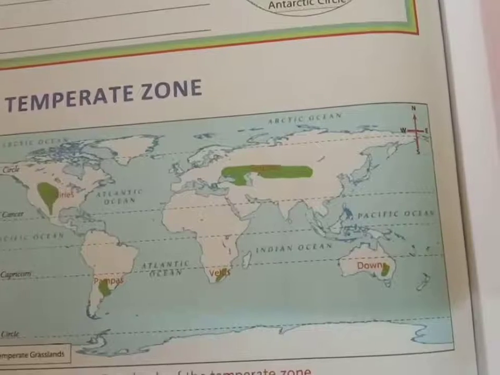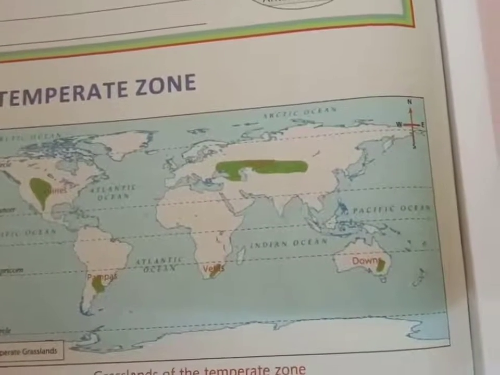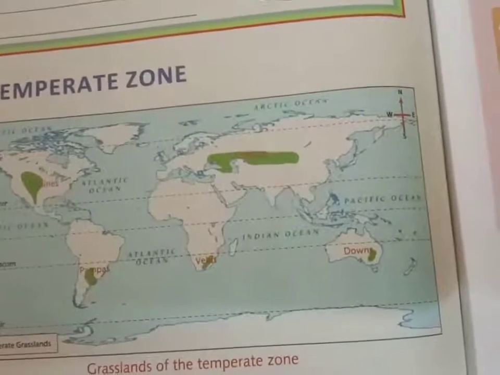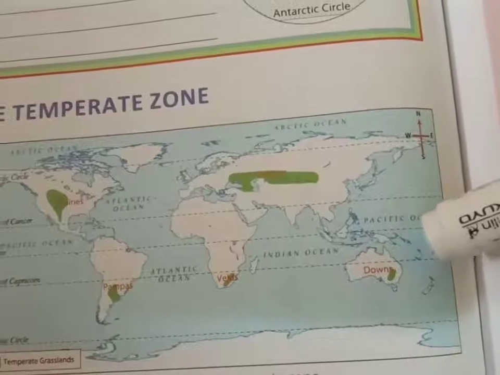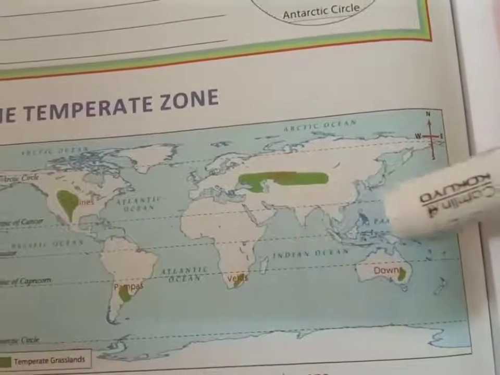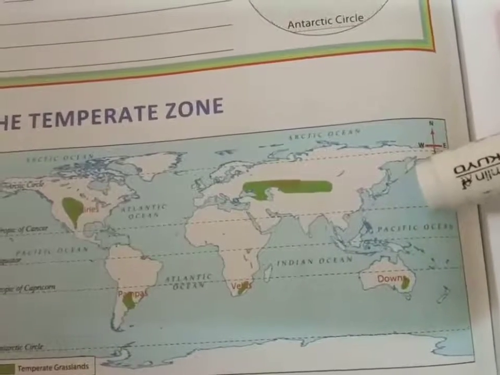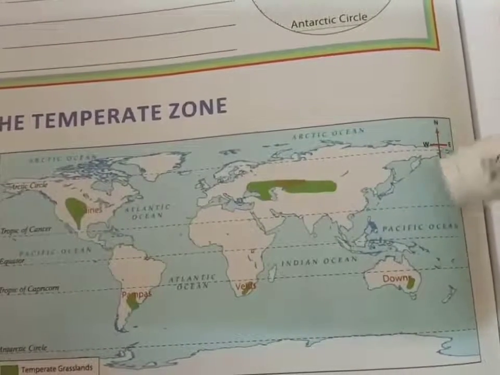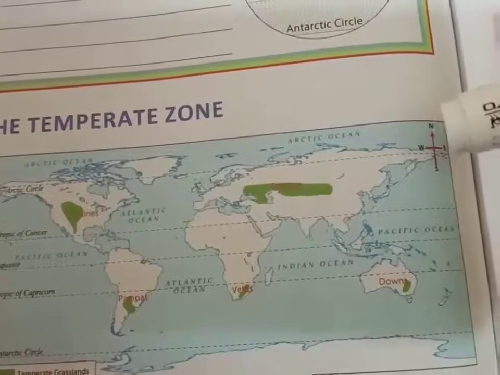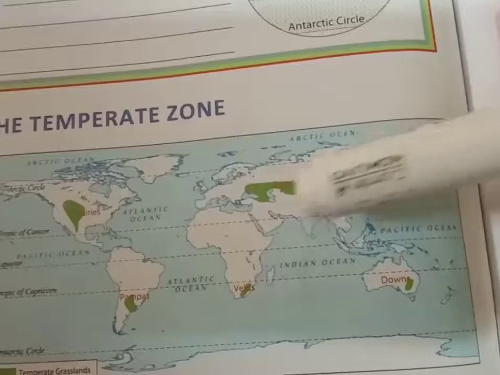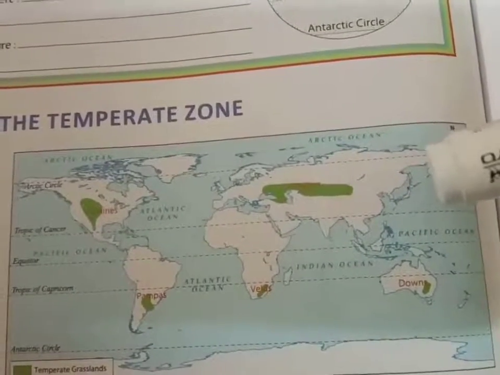You can see this map of the world, and we are going to see where the temperate zone is located. This is the equator, and here is the Tropic of Cancer. From here to this place, that means Tropic of Cancer to the Arctic Circle, this whole place is called the temperate zone of the northern hemisphere.